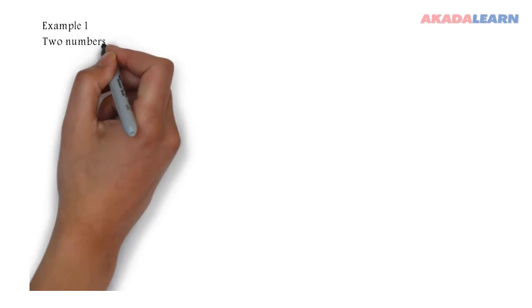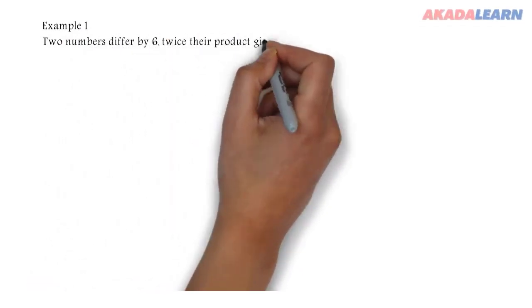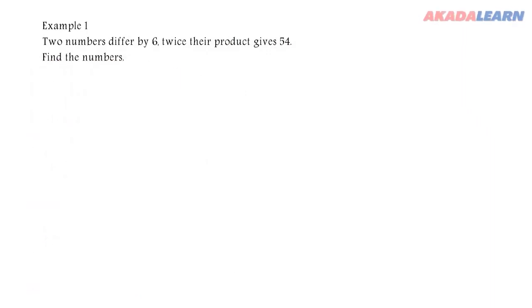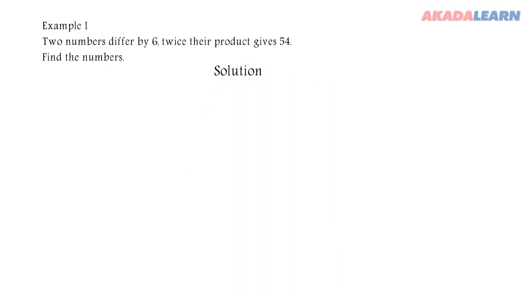Let's see the first example. Two numbers differ by 6. Twice their product gives 54. Find the numbers. So let's see how to solve that.